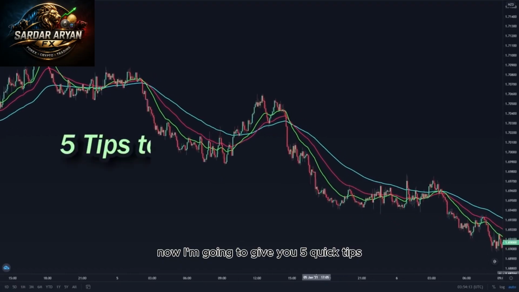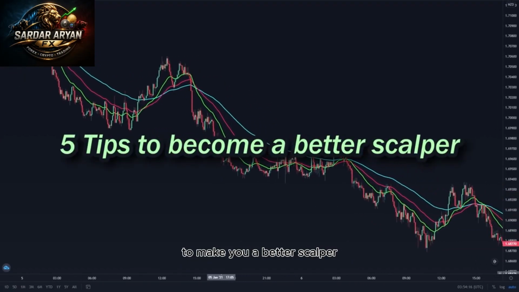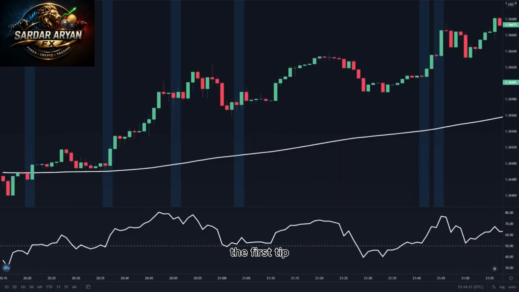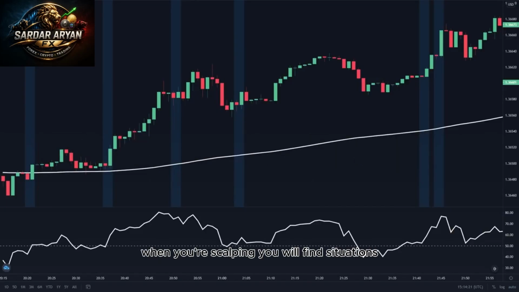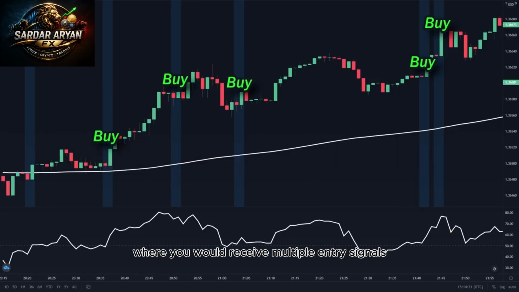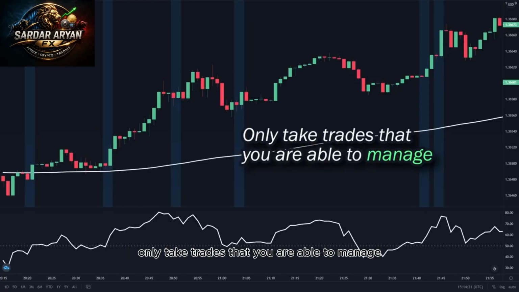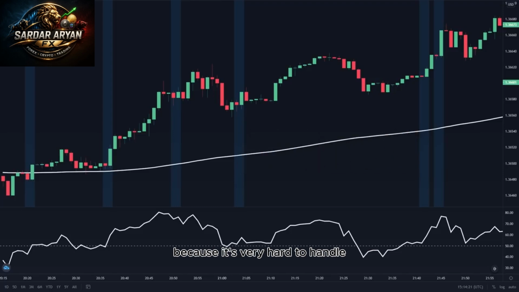Now, I'm going to give you 5 quick tips to make you a better scalper. The first tip is that you don't need to take every trade. When you're scalping, you will find situations where you would receive multiple entry signals. If this happens, you don't need to take all of them. Only take trades that you are able to manage. Because it's very hard to handle multiple trades at once, especially when you're scalping.